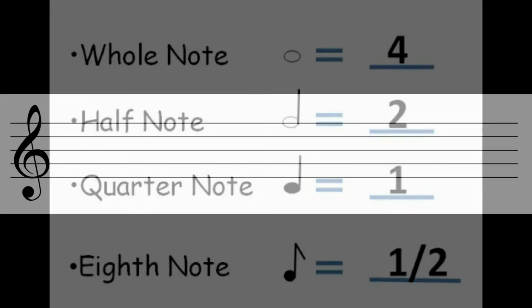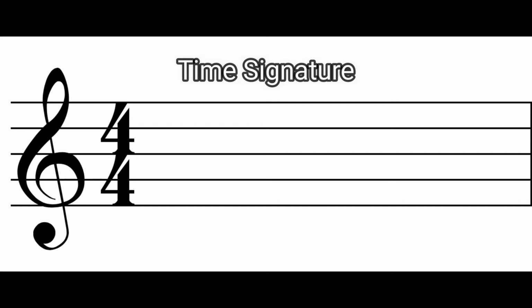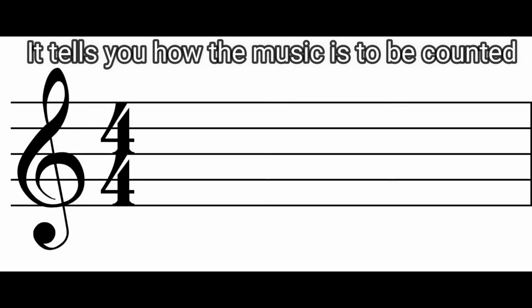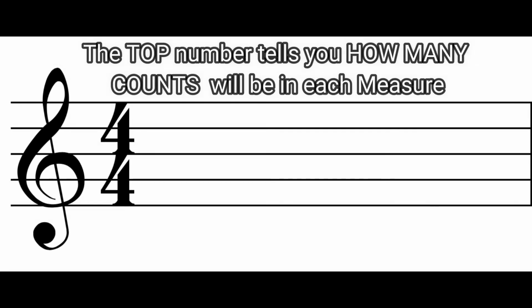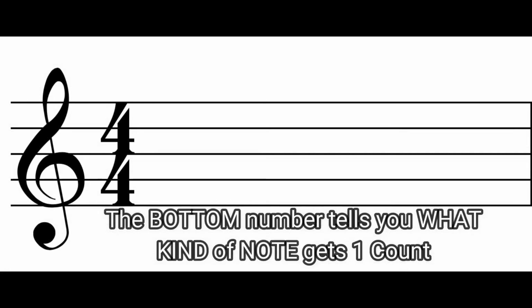So when we go to write a song, we start out with a treble clef or a bass clef sign, and we have to first add 2 numbers at the beginning called the time signature, to let you know how the music is going to be counted, how you're going to break the music up into measures. The top number tells you how many counts in each measure for this song, and the bottom number tells you what kind of note's going to get 1 count.